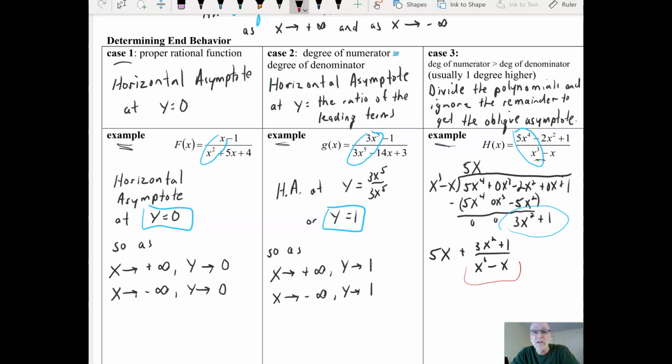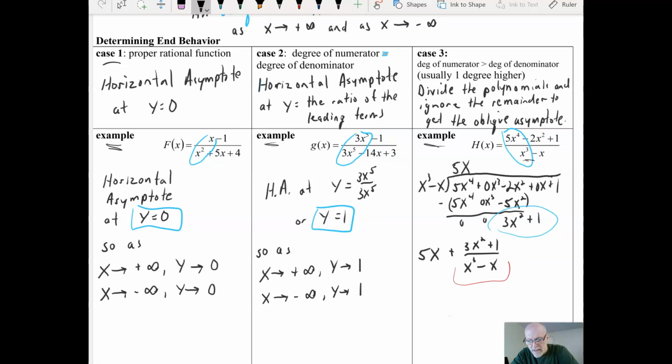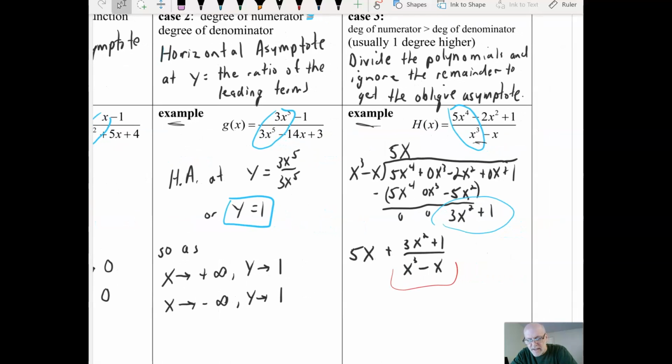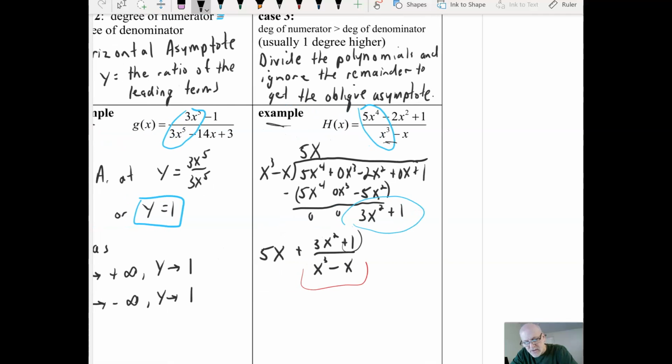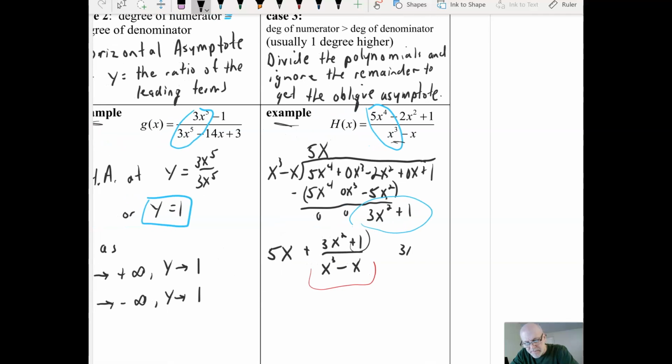And one of the ways that we can look at that is we can look at this remainder for a moment and think, how can we really analyze it? If x is 1,000,000, that 1 right there is not doing much. It's really not doing anything. So this is why we look at the leading term only. So one way to think of this remainder is just as 3x squared over x cubed, which reduces to just 3 over x.